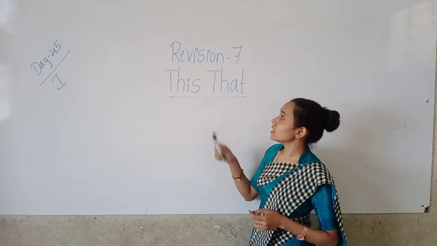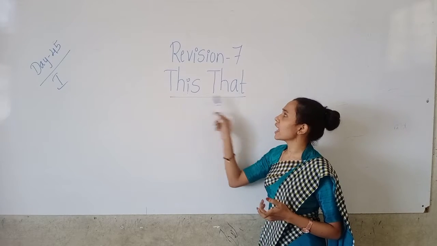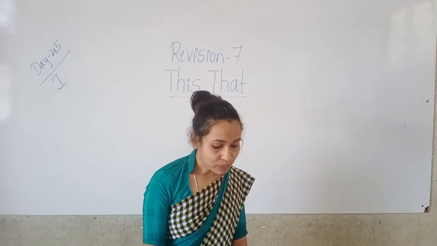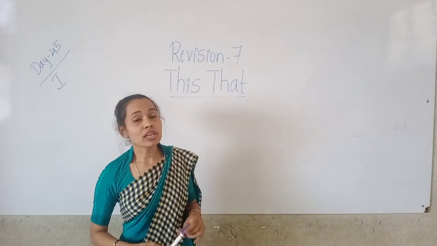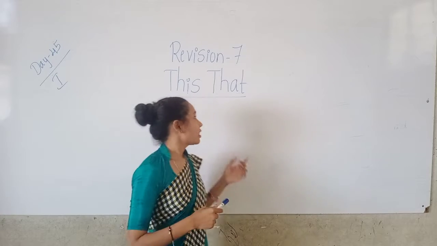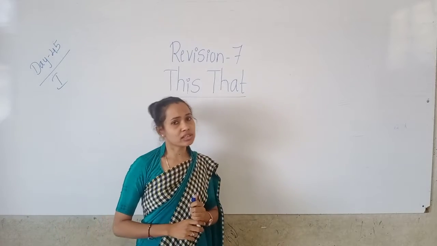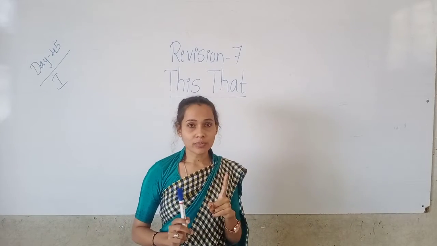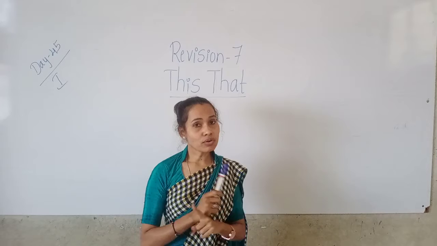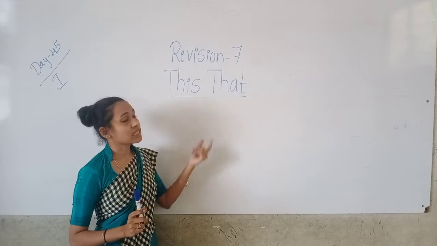Okay children, in today's revision 7 we are going to revise this and that. This and that are the pronouns, children. These are used to point out the singular things which are surrounding us. Singular means only single, only one. Whatever the single things surrounding you, for that we are using this and that.